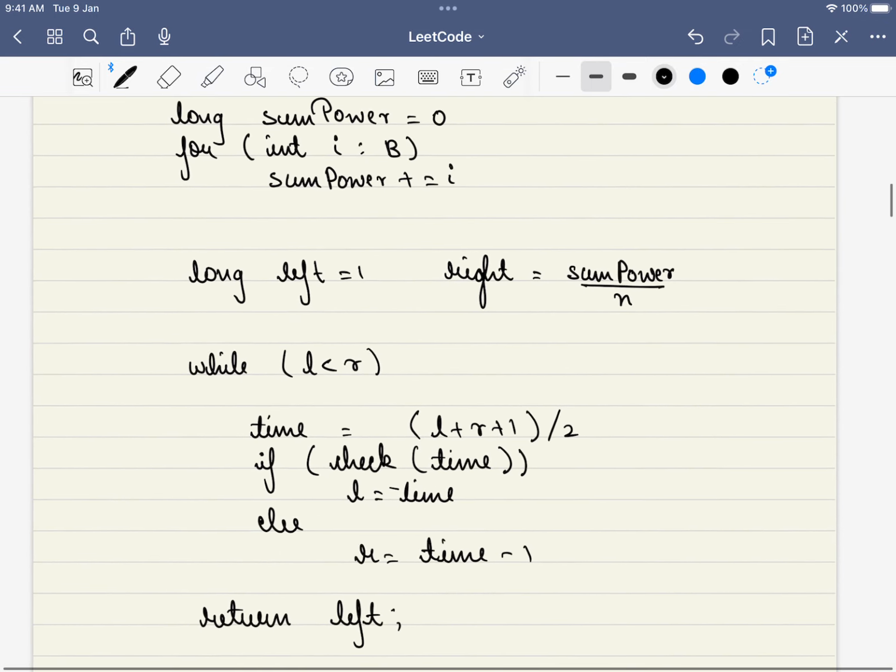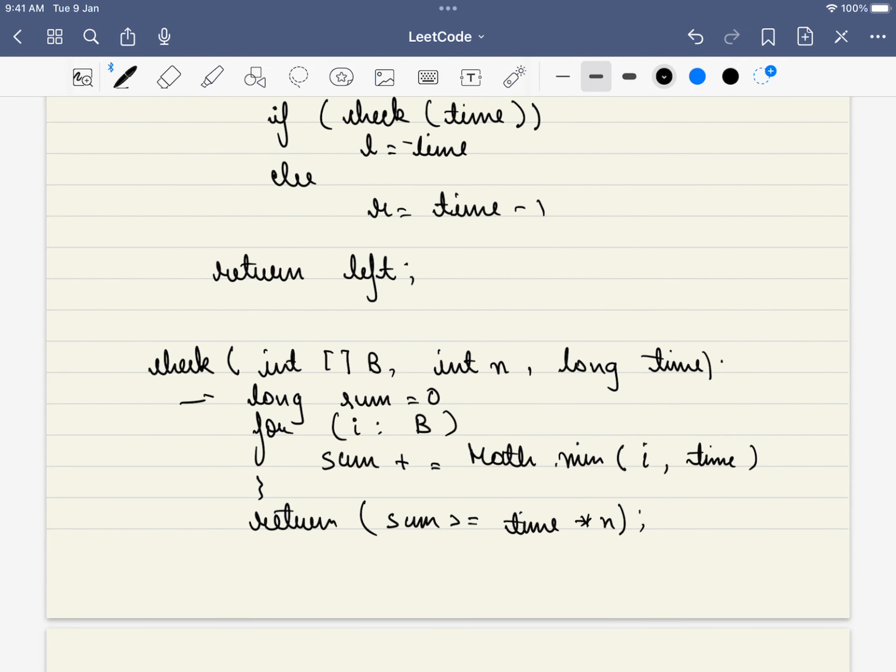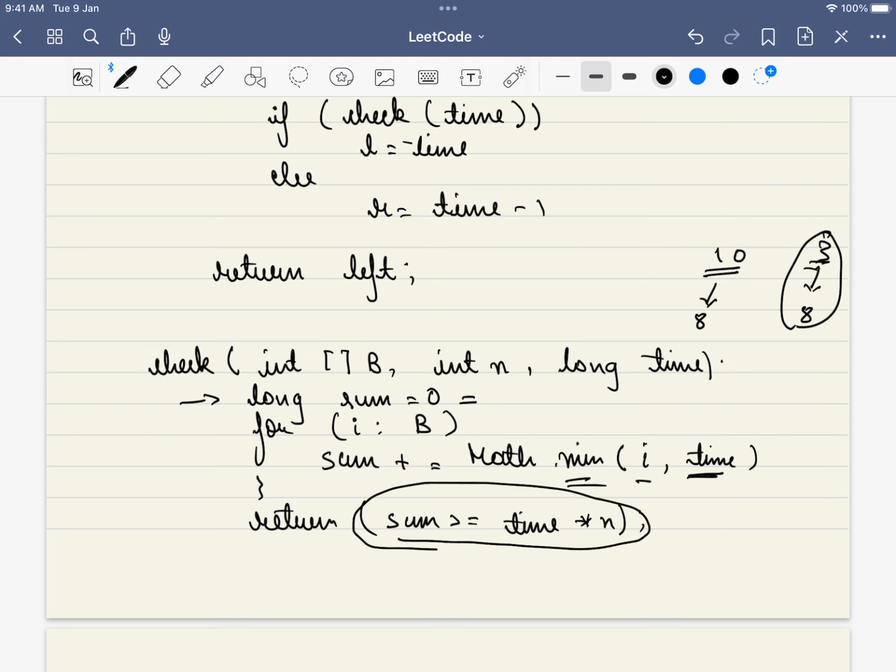In the pseudocode, we have a check function. Let me first come to the check function. What we are doing here is taking the sum over all the batteries, but not the sum of the batteries themselves, rather the sum of the minimums. For example, from the battery having 10, we did not take the entire 10. We just utilized 8, right? So we are taking the minimum of time or the other value. That is, we will be taking 3 or 8, whichever is minimum, we will be picking that. And if this sum is greater than or equal to the energy required, we will be returning true. If not, we will be returning false.